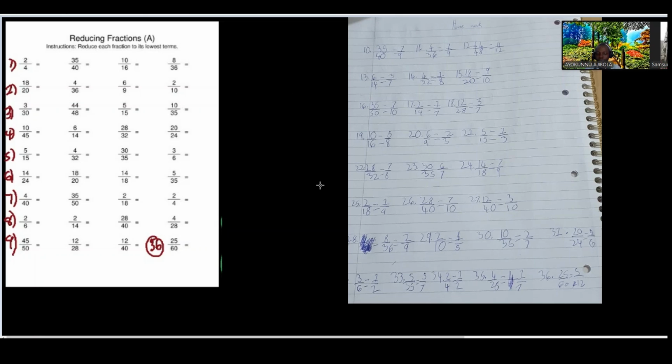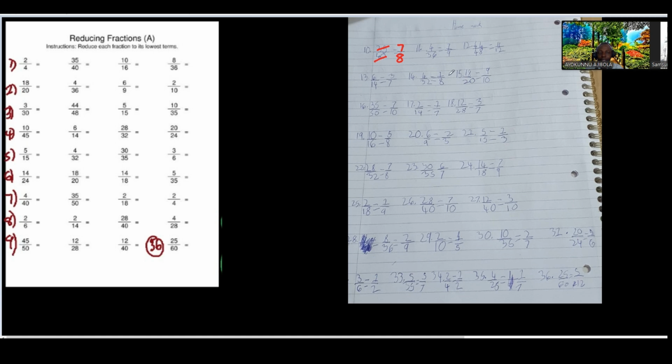The first one says 35 over 40. We're reducing the fractions to the lowest terms. So you said this is 7 over 9. That means 5 is 7. 5 is supposed to be 8, right? Yeah. So that should be 7 over 8, okay?